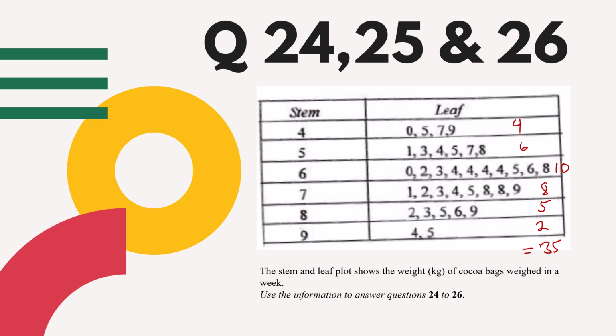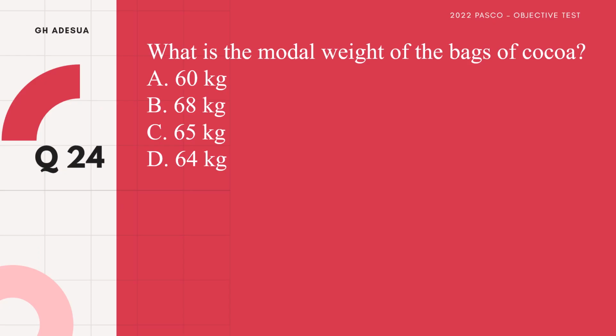All right. And then we know our total number of leaves. When we count the leaves one by one, we would have 35. So now let's move on to question 24 and answer that. What is the modal weight of the bags of cocoa? That is A, 60, B, 68, C, 65, and D, 64.